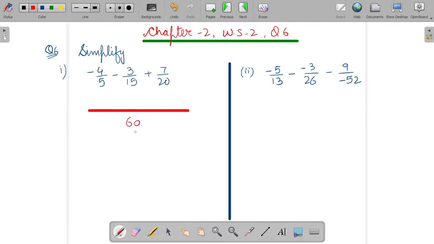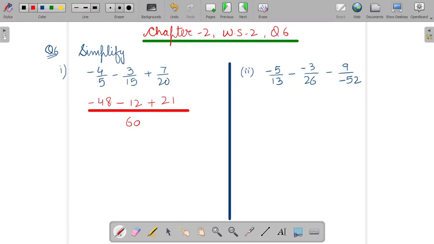So 60 divided by 5, what number will you get? 12. So 12 multiply 4, so it would be minus 48. Similarly, 60 divided by 15, you would be getting 4, and 4 multiply 3 would be 12, and here it is a minus sign, so you will put the minus. 60 divided by 20, so it would be 3 and multiply it with 7, you would be getting 21.